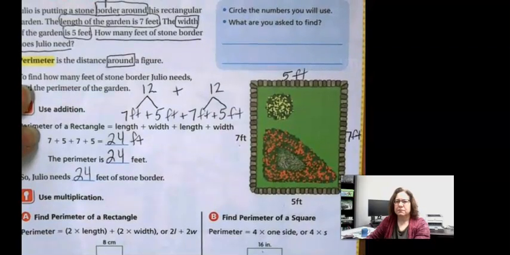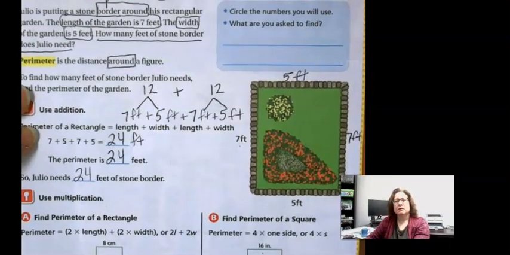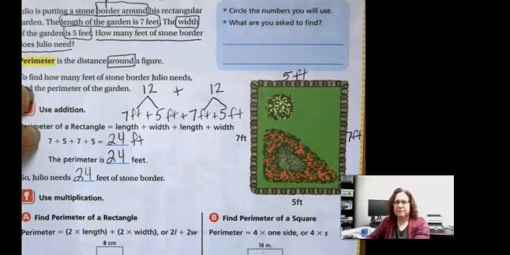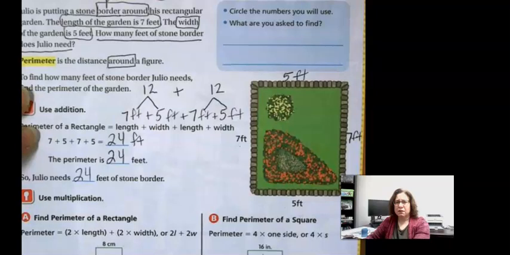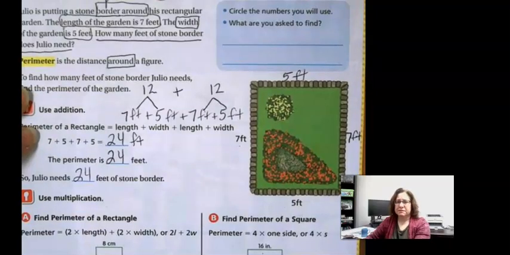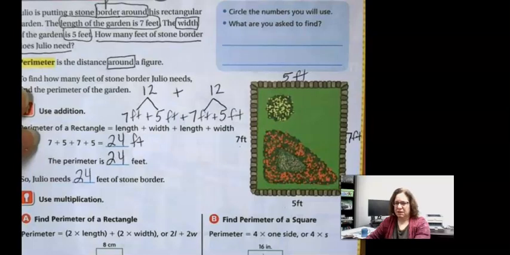Now, there's other ways that you can do this, right? You could do length plus width plus width, or width plus length, or you could do length times 2 plus width times 2. Any of those will work.